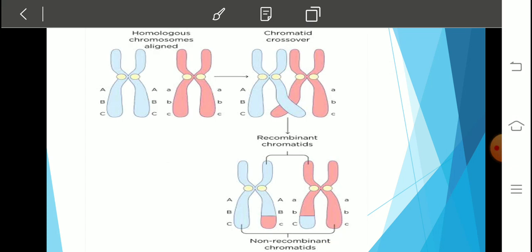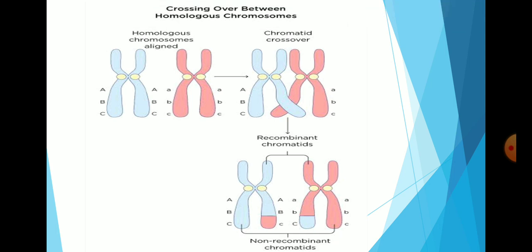In this diagram, we can see these two homologous chromosomes, one of blue color and the other of red color, and here the crossing over will occur. After crossing over, some parts are exchanged in both chromosomes, resulting in new combinations, or we can say that recombinants are formed. You can see that the blue one contains some part of red and the red one contains some part of blue. So these are the recombinants.